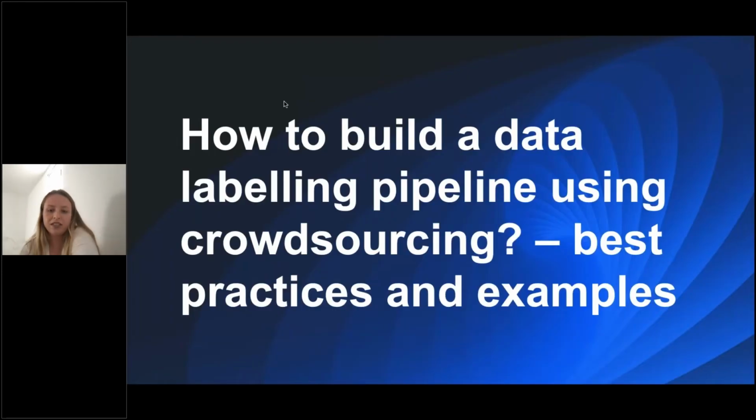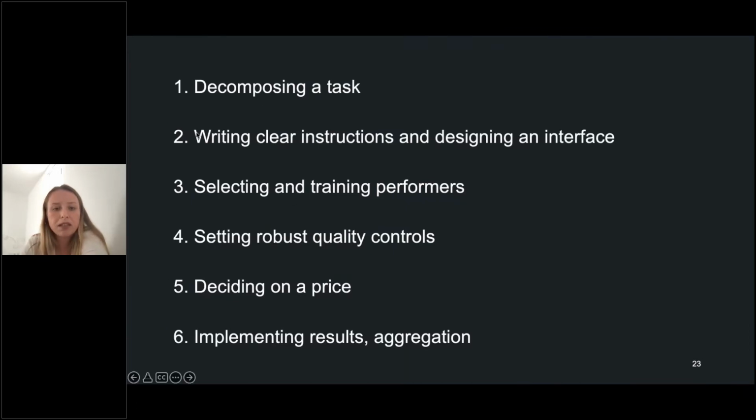So let's start with the core of our talk today. How to build a data labeling pipeline, with some examples and best practices. In our experience, we usually break the data labeling pipeline into those 6 steps that you can see here on this slide. The first step is the composition of the task.